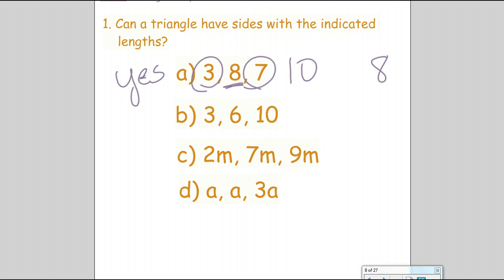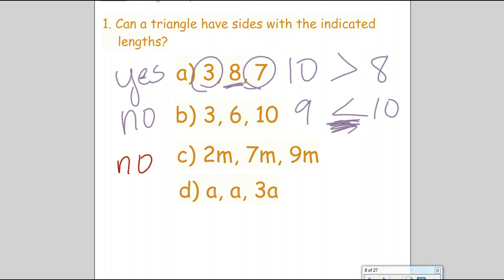Torin, what'd you get for B? So what is 3 plus 6? 9. How does 9 compare to 10? Less than. So we would say no. Very good. Jeanette, what did you get for C? You got no. What are our 2 smallest? 2 and 7. What do they add up to? What happened when the markers were the same? When there was 2 down here and then 2 right here and here. It collapsed and it made a segment. Very good. 9 equals 9. They can't be equal, because then they collapse.